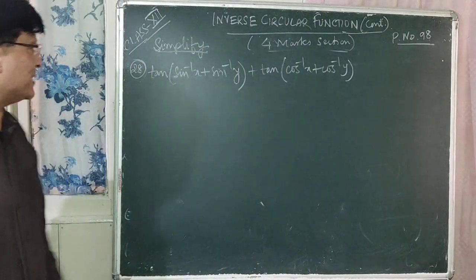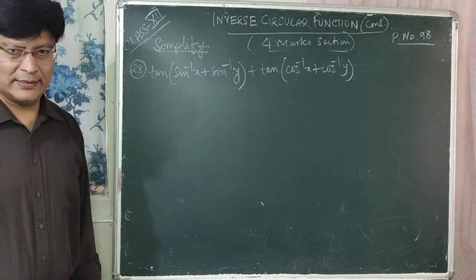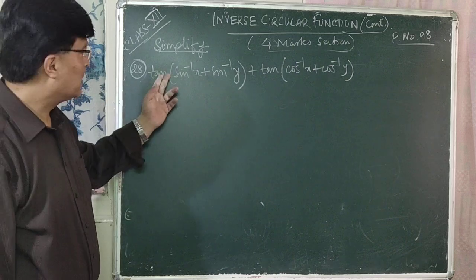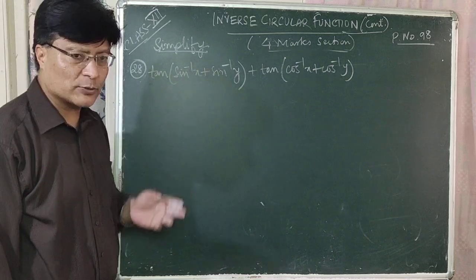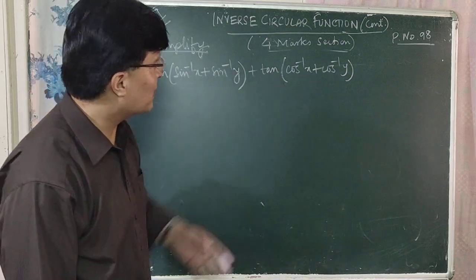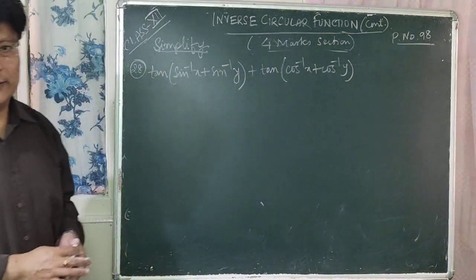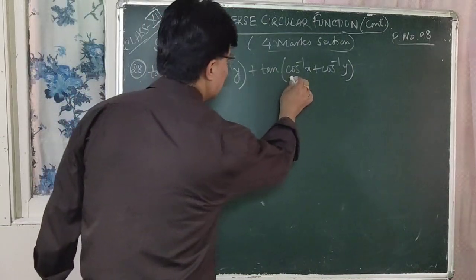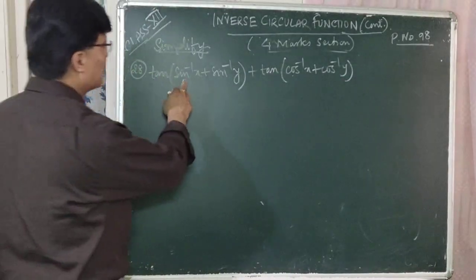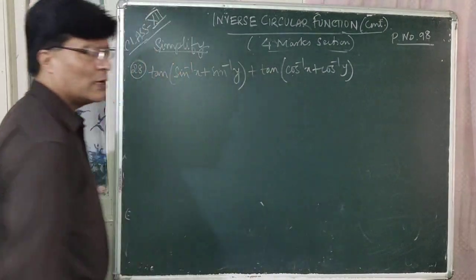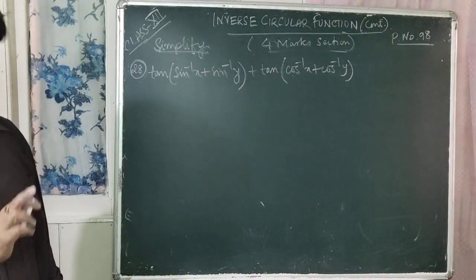So now let's simplify question number 28. It is given, you have to simplify it: tan of (sine inverse x plus sine inverse y) plus tan of (cos inverse x plus cos inverse y). Okay, let us change this cos inverse x and cos inverse y in terms of sine inverse, or you may change sine inverse x and sine inverse y in terms of cos inverse x and cos inverse y respectively.